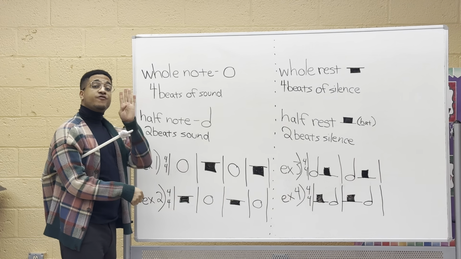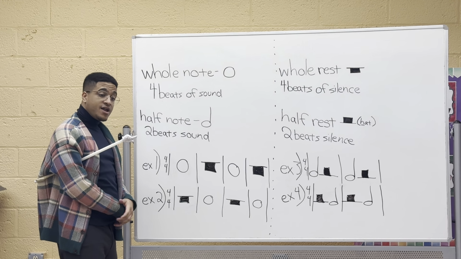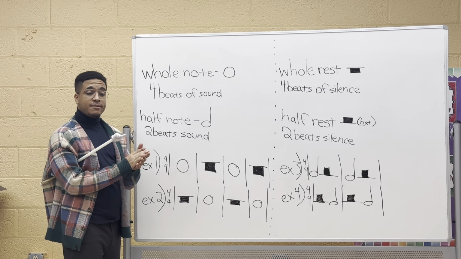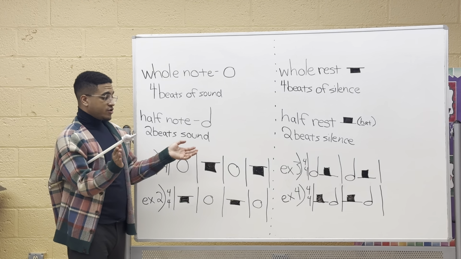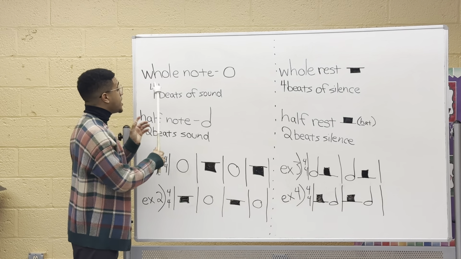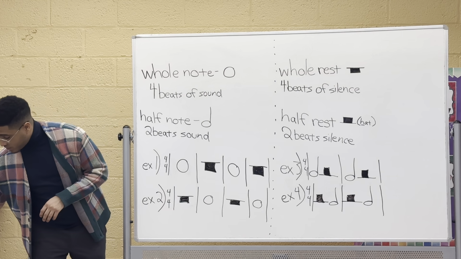A whole note is 4 continuous beats of sound. Again, they have to be continuous. They can't be broken up in between. It can't be this: 1, 2, 3, 4. Because that gets into something else, okay? A whole note is 4 beats of sound that are continuous, okay?